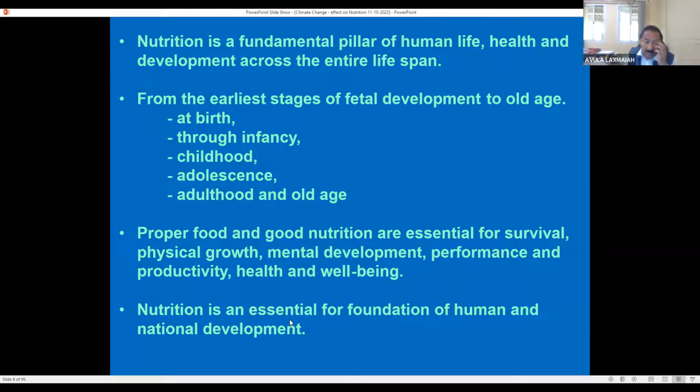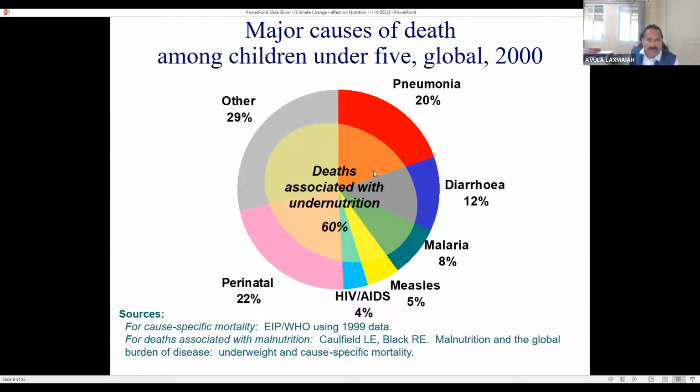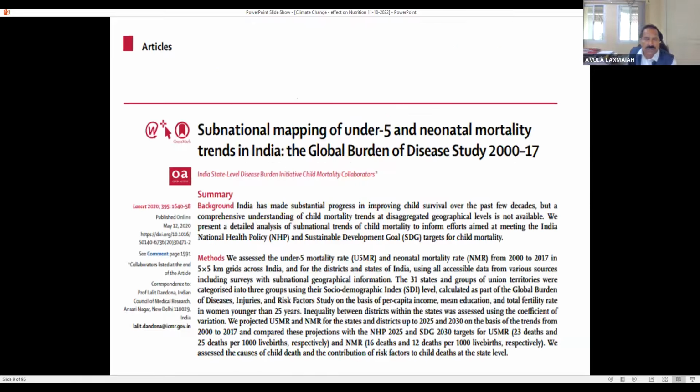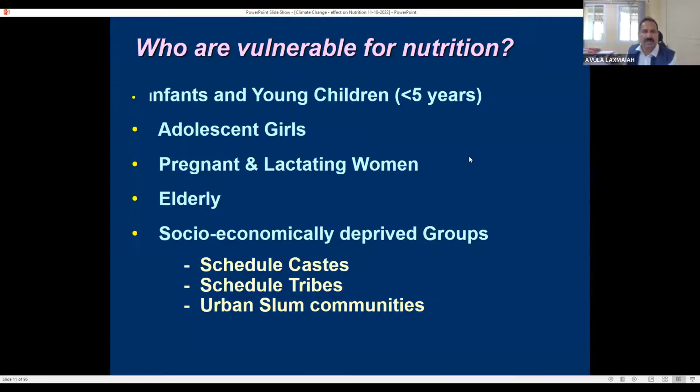Even the World Bank and IMF have stated that nutrition is central to the development of any country. So why are we worried about nutrition? Because undernutrition is directly or indirectly causing 60% of the major causes of deaths of children under 5 years. If you improve the nutrition status of these children, we can save more than 60% of child mortality and neonatal mortality. Regarding India, this paper was published; I am also one of the authors. It is on subnational mapping of under-5 and neonatal mortality trends in India, published under the Global Burden of Disease banner.